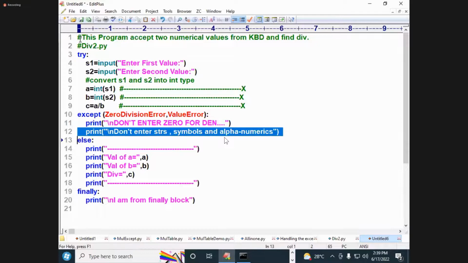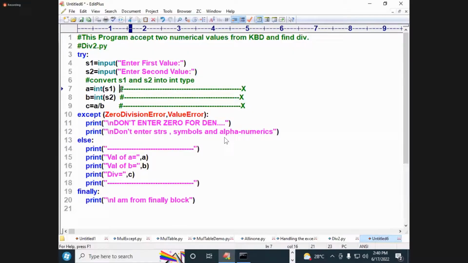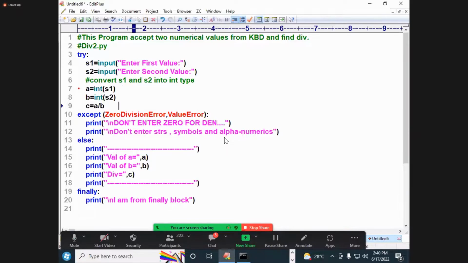If any exception is occurring in any of these lines, suppose the exception is occurring in line number 7, it straightaway comes to this except block. It is comparing with this. It is a 0, not matching. Next it compares with this one. It is matching. 0 and 1 is called 1. That is nothing but what? Execute this block of statements.